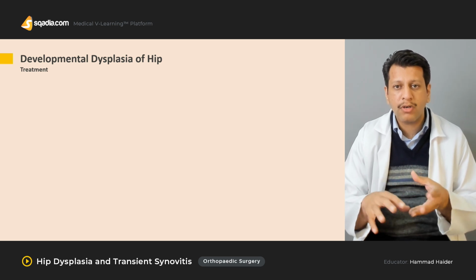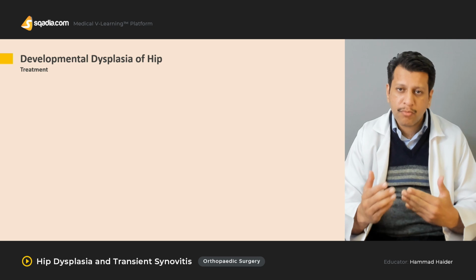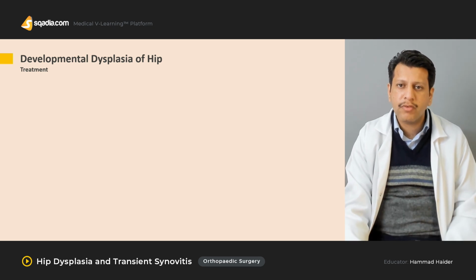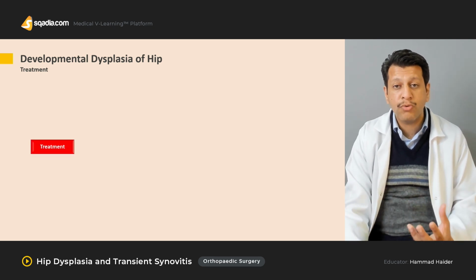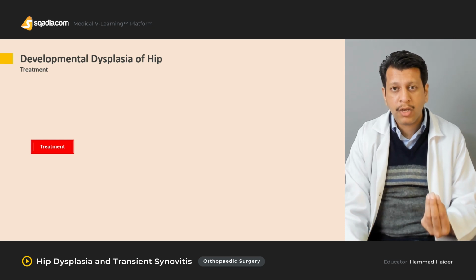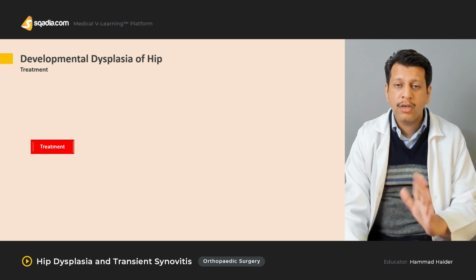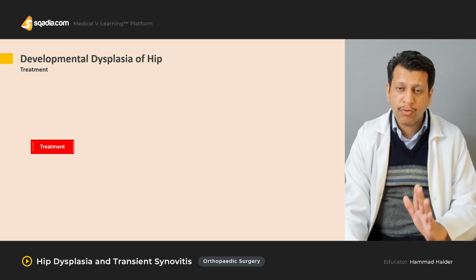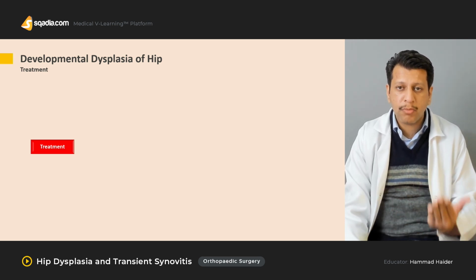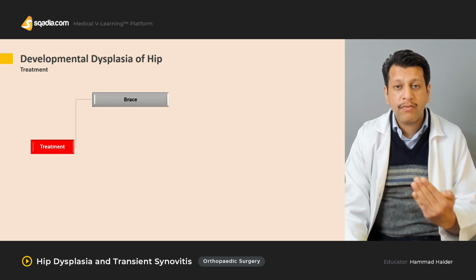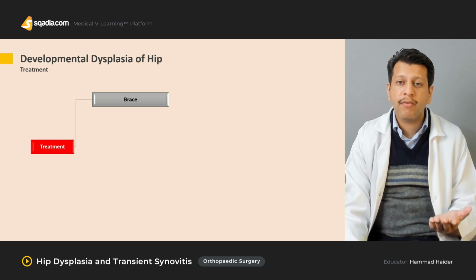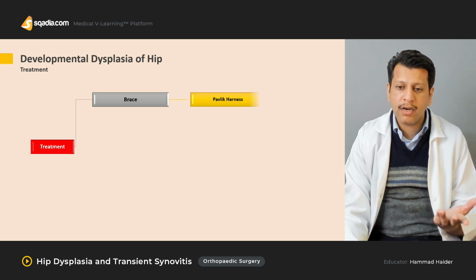But if it's a classical subluxated hip, a DDH which is actually subluxating out or coming out but not completely dislocated, then if the child is less than 6 months of age and comes to you, you send it to a musculoskeletal radiologist, and he or she comes back with a report that, okay, the alpha angles are low, but the beta angle is increasing, and this patient has a developmental dysplasia of hip. Then the first and foremost is always the brace in the form of a Pavlik harness.